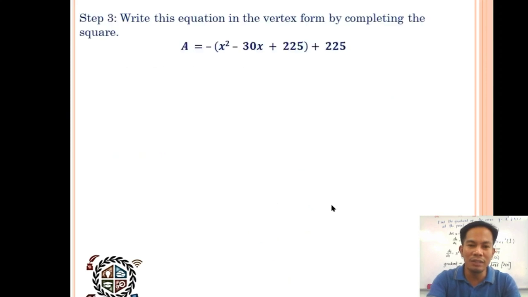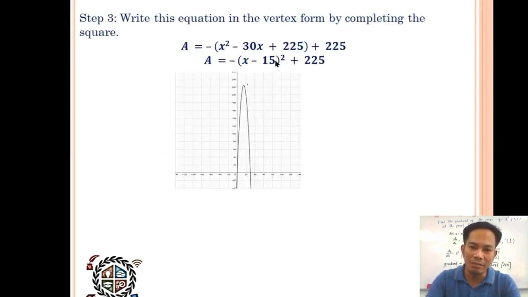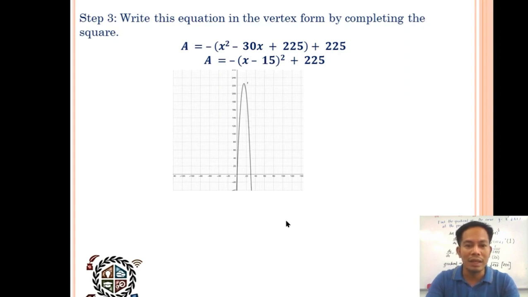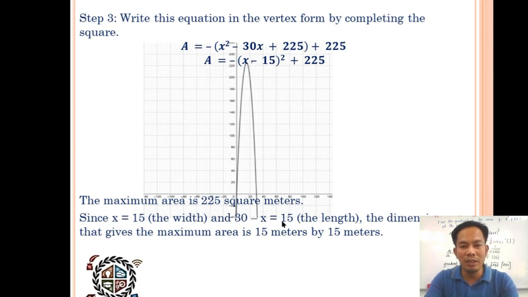Saan ko nakuha yung 15? Okay. Ito po yung 15. Alalahanin nyo po, kung ang maximum value ay 225, etong x po natin ay etong nandito. Okay? Next. So, paano ko nakuha yung 15 na length? Kasi 30 minus x is equivalent to y. So, ano yung value ng x? 15. What is 30 minus 15? It's also 15. So, ibig sabihin, yung width mo ay 15 and yung length mo ay 15. The dimensions that gives the maximum area is 15 meters by 15 meters.